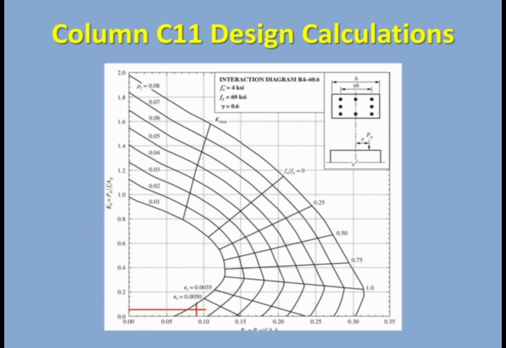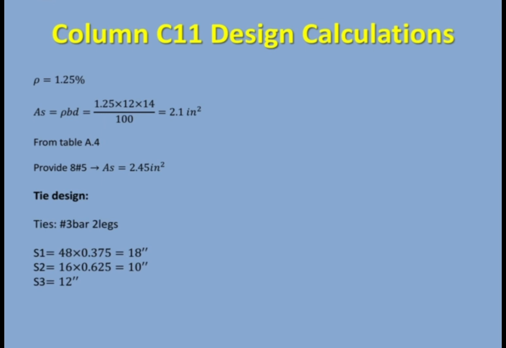Now for the diagram, referring to Rn and Kn, we find the percentage of steel, 1.25%. We use it to find the area of steel, which equals 1.25 into 12 into 14 over 100, because it is 1.25 percent, which equals 2.1 inch squared. Now from table A4 we provide 8 number 5 bars, which is equal to 2.45 inch squared.